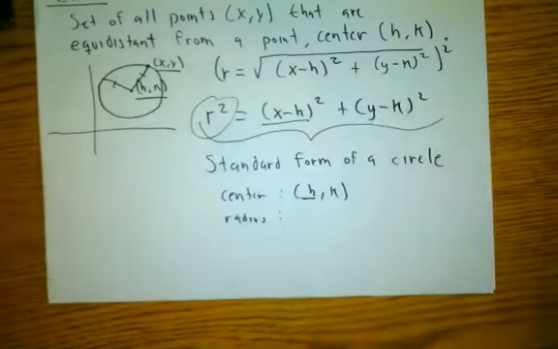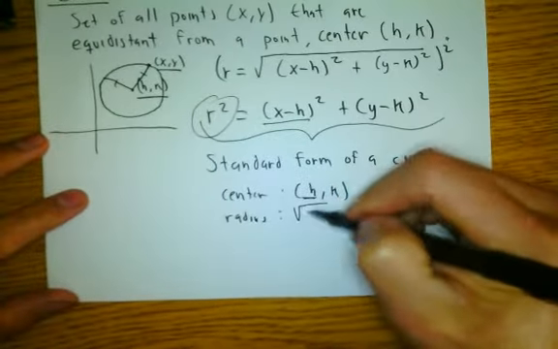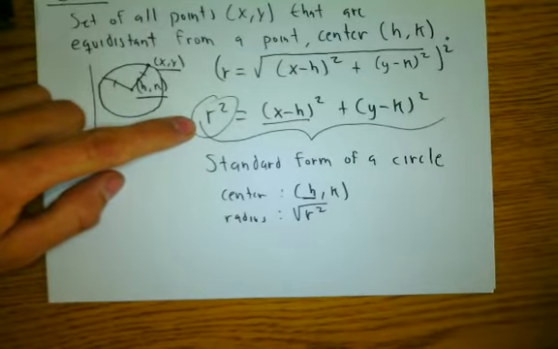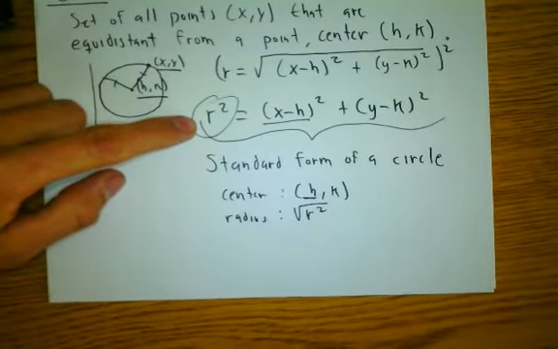Take the square root of that. Cool? This is going to be some number, right? So if I gave you 100, that means that the radius is 10, not 100. Cool? You're going to have to take the square root of it.